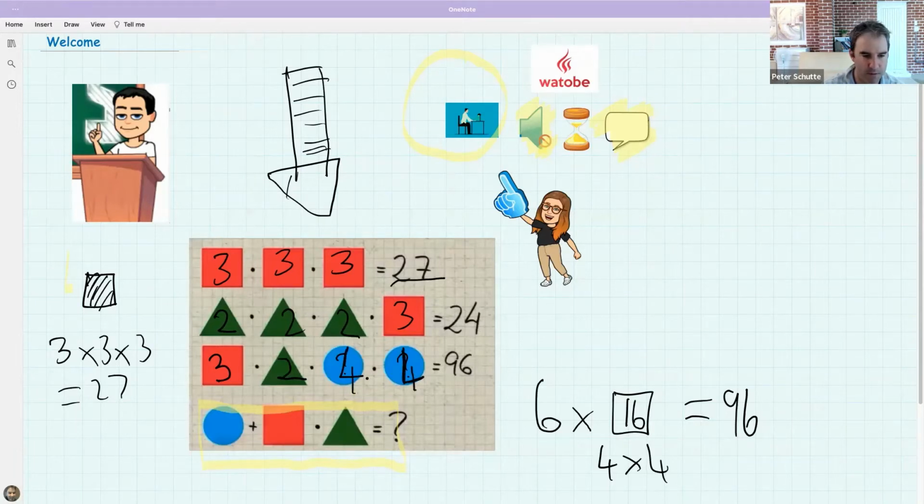And so these numbers are going to be 4 and 4. Now, if you're feeling a bit confused by this, don't stress. It's just a fun problem solving type thing.